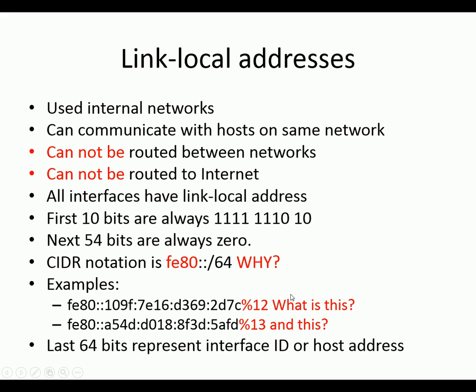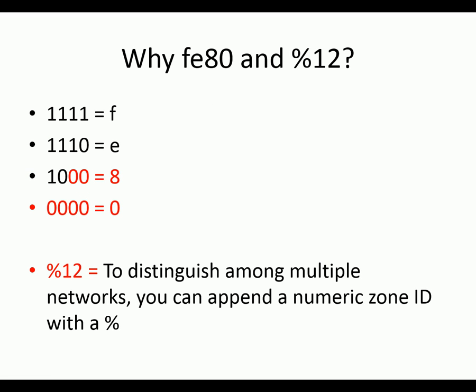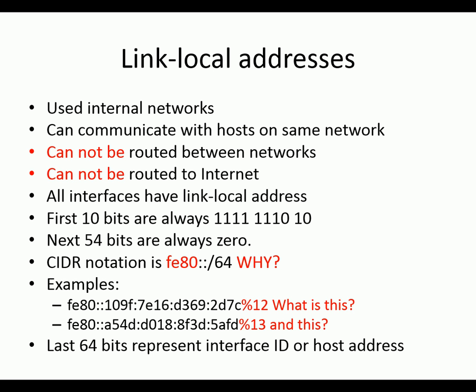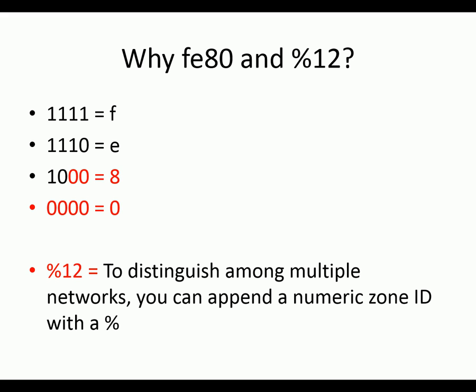I'm showing you some examples. We'll see what those are in the next slide. So there's FE8 and 0. That's how that converts. This address there, the first bits, converts to FE80. The %12 distinguishes among networks. You can present %11, %12, whatever you want in there. It's just a numerical zone ID, is all it is.